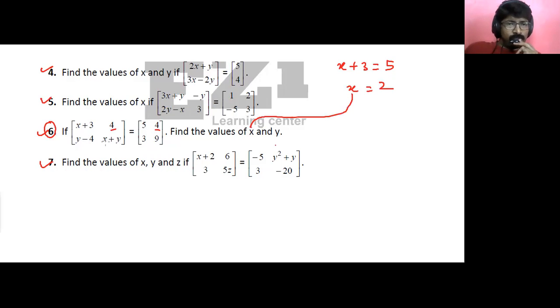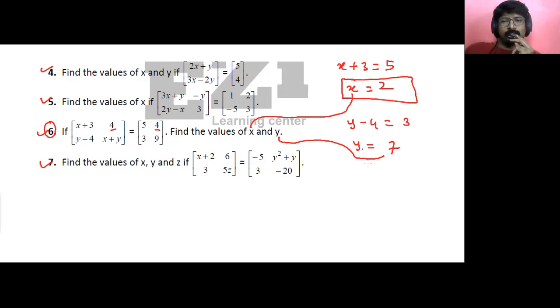And how are we going to get y? Y minus 4 is equal to 3. So get this 4 on this side, so y will become 7. So this is the value of y. You understood? So y is 7. How easily I could get the values of x and y, and so nicely I'm going to get the 3 marks quickly.